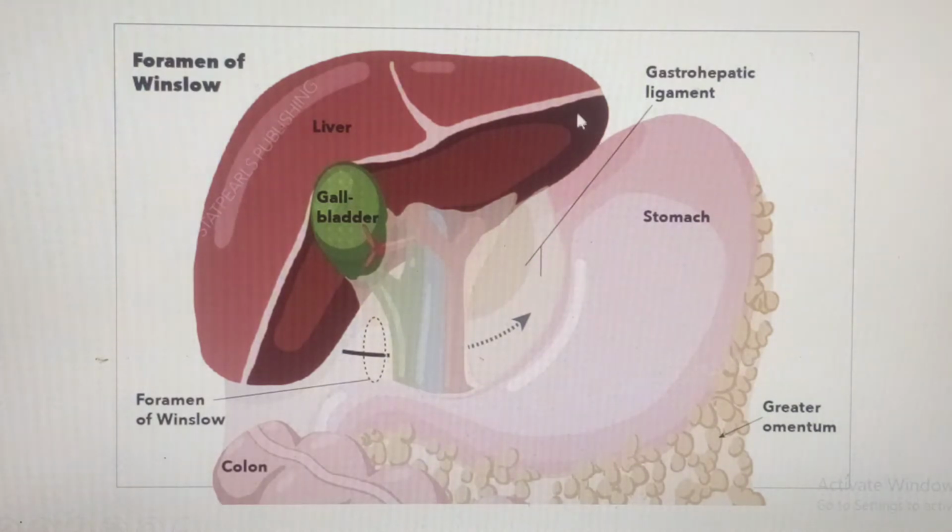Now, if I go along the left border of the esophagus, go to the fundus, and from that region downwards to the body, then this portion is what we call the greater curve of the stomach.